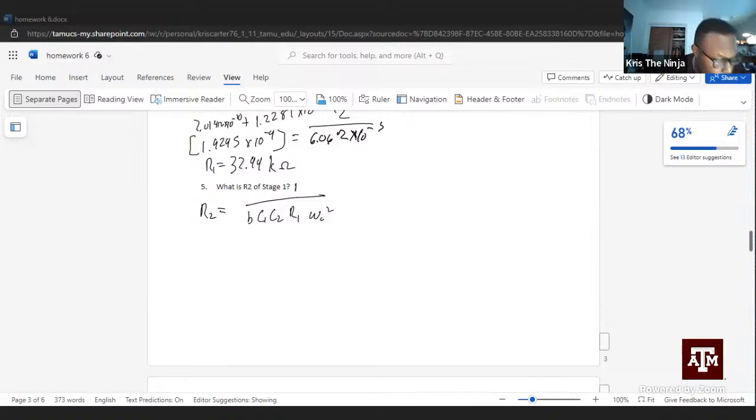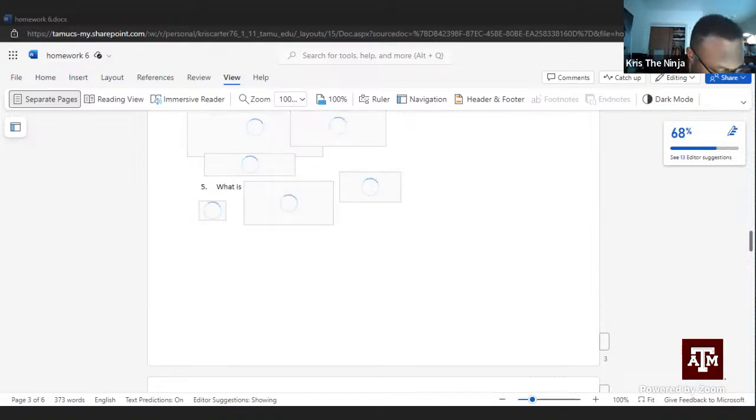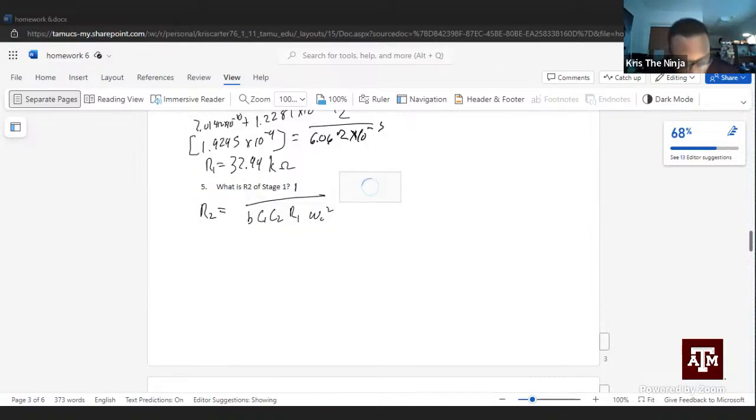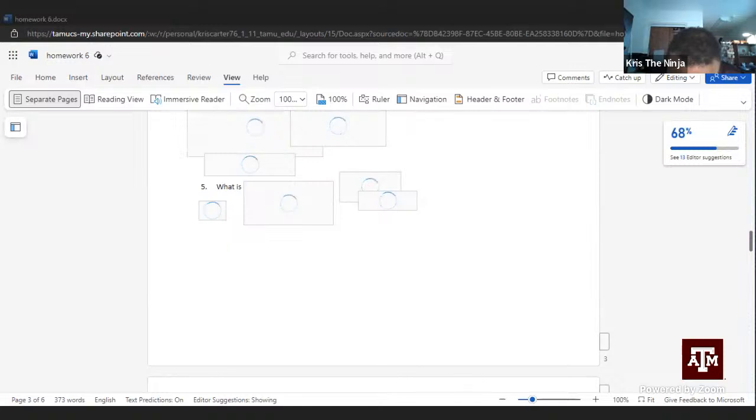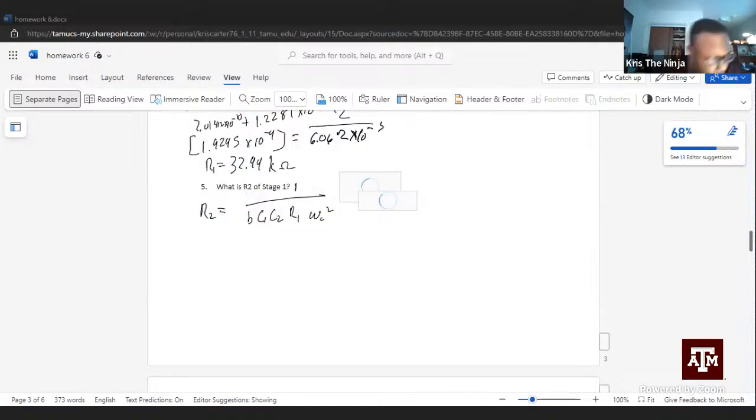That gives us 1 over 1.385 times 10 to the minus fourth, and then do 1 over that in the calculator. Gives us an R2 value of 7218 or 7.2 kiloohms.